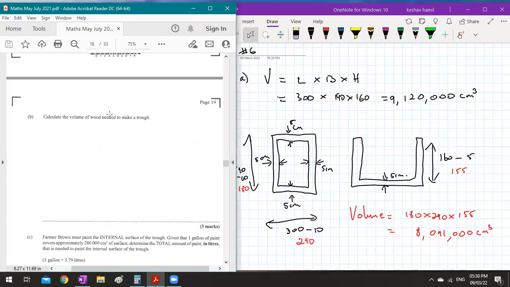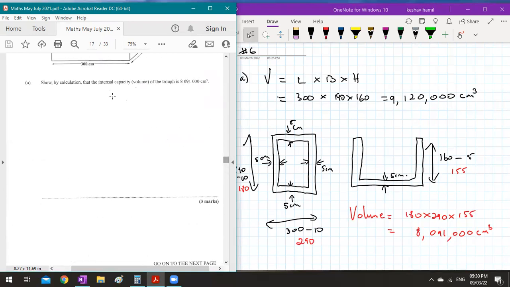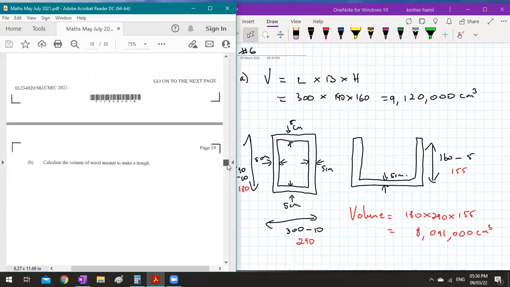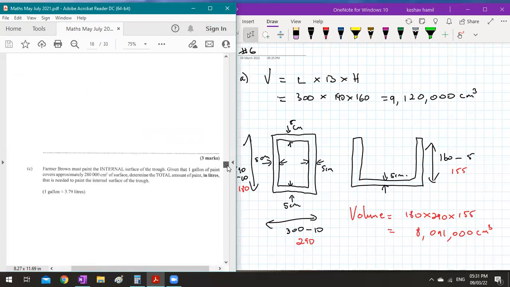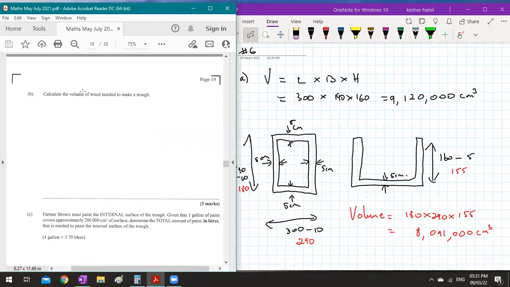Now they say calculate the volume. Let me see. Show by calculation internal capacity. Right. So now they want us to calculate the volume of the wood needed to make the trough.